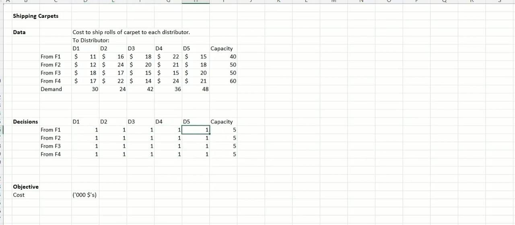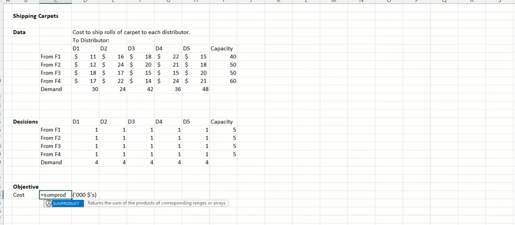Yep. So we're going to say that we're shipping the 5 out of each factory, 1 to each distributor. We're going to see what the demand supplied to each one is. So at the moment, with our dummy variables, we're only supplying 4 demand out of the 30 required to distributor 1. And we come on across. And what we want to do is minimize the total cost of shipping.